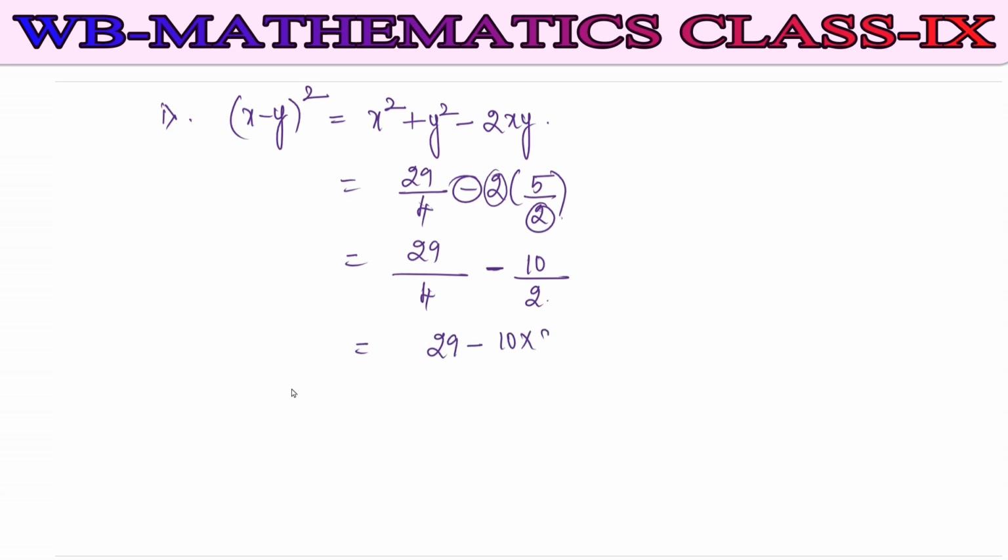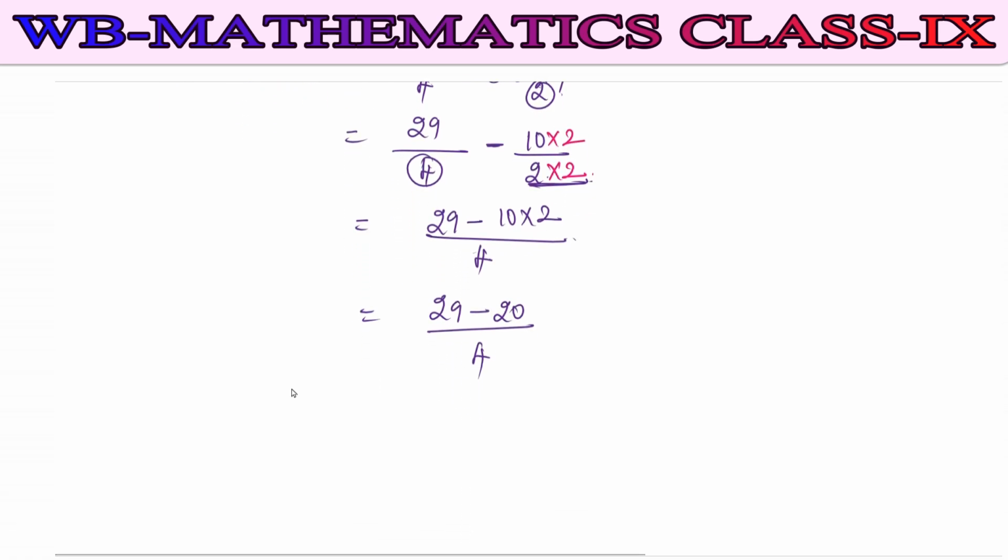To get the denominator as 4, I multiplied both numerator and denominator by 2. So I got 10 into 2 divided by, now here also 4 and here also 4. So it will become the common denominator as 4. 29 minus 10 into 2, it is 20 divided by 4. So 29 minus 20, it is 9 divided by 4. So this is the value of x minus y whole square.